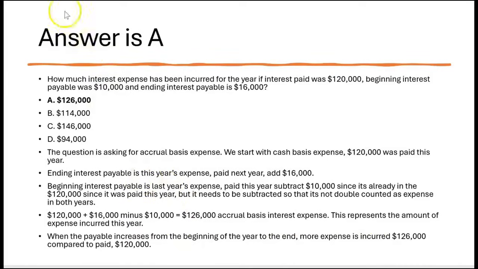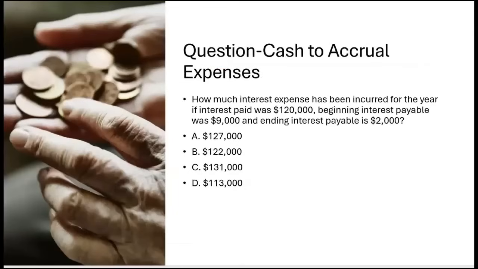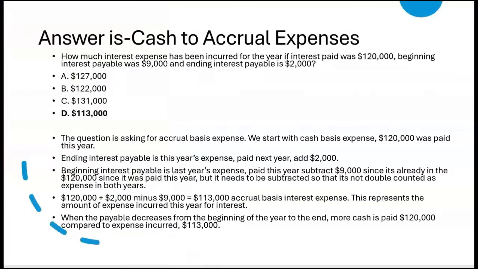What about when the payable decreases? The exam could ask it this way. How much interest expense has been incurred for the year if interest paid was 120,000, beginning interest payable was 9,000, and ending interest payable 2,000? So which way did the payable go for the year? Decreased. And the answer is D, 113,000.